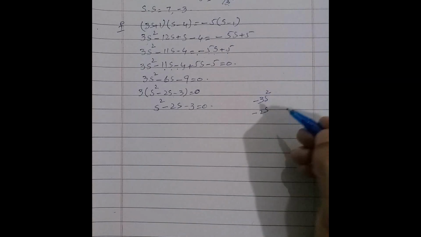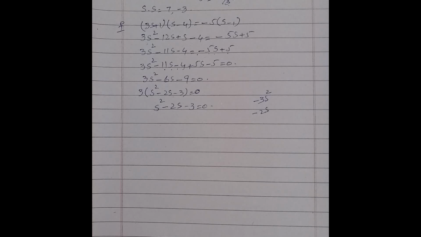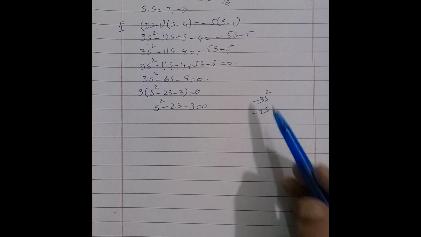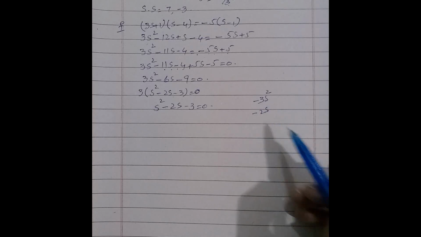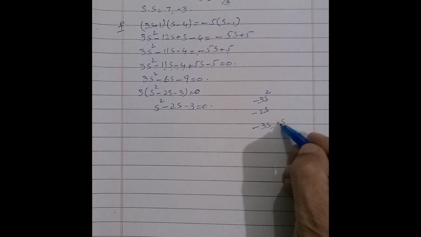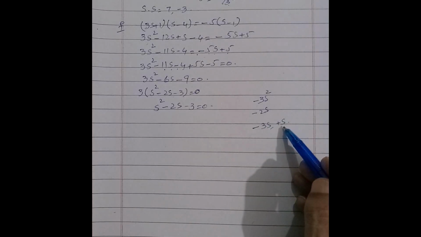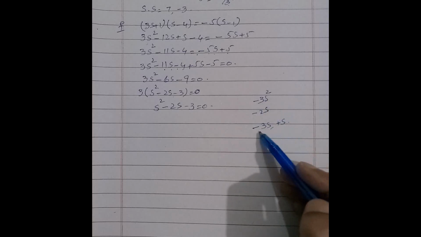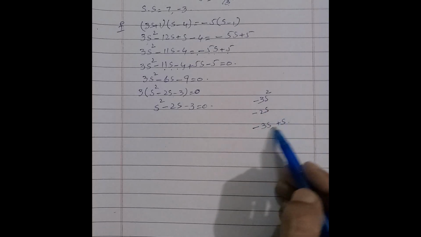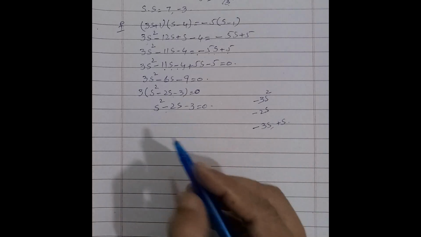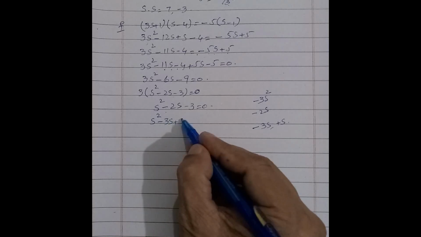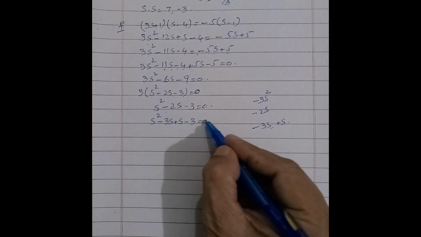Now we want two values, when multiplied we get minus 3s square, and when added minus 2s, it is minus 3s and plus s. When we multiply them, we get minus 3s square, and when we add them, it is minus 2s. So put these values instead of minus 2s, we get s square minus 3s plus s minus 3 is equal to 0.